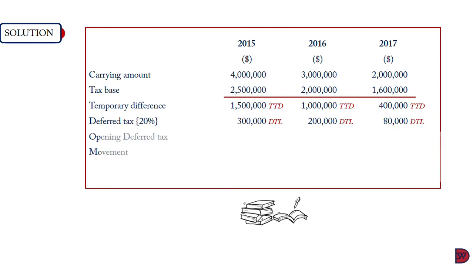Now, we have to estimate the movement. The asset came in on 2015, so there wouldn't have been any deferred tax at the beginning of 2015. So it will be 0. So for 2015, there will be an increase of deferred tax of $300,000.